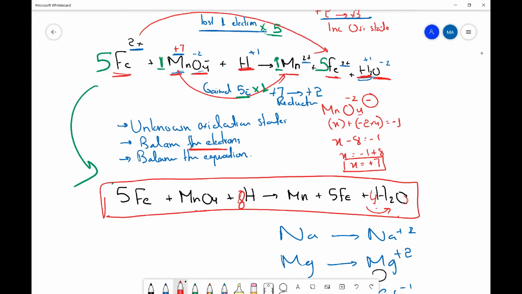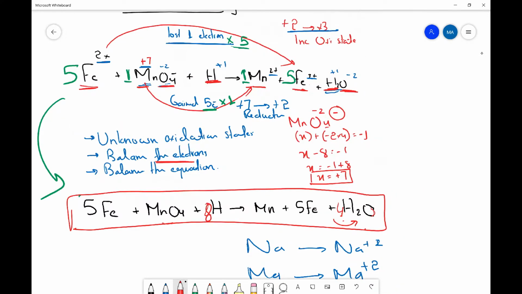So what we do here is we look at all the oxidation states of the equation. We figure out the unknown oxidation states. We balance the equation according to the oxidation states. And then we balance the equation conventionally by the methods that we already use. And then you get a balanced chemical equation.